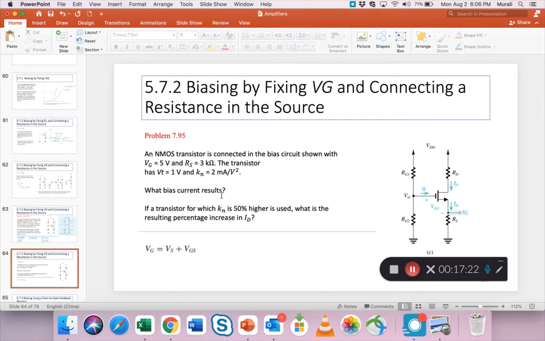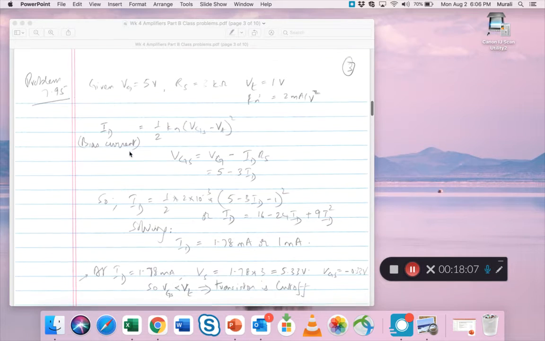Problem 795. Same thing. Really is kind of a repeat of what we just did, but I wanted to give you a second example. So here we are given Vg as 5 volts at this point at the gate, and Rs is given 3 kilo ohms. The transistor has a Vt of 1, Kn is given. What bias current results? If a transistor for which Kn is 50% higher is used, what is the resulting percentage increase in ID? So similar to what we just saw, let me quickly go through it.